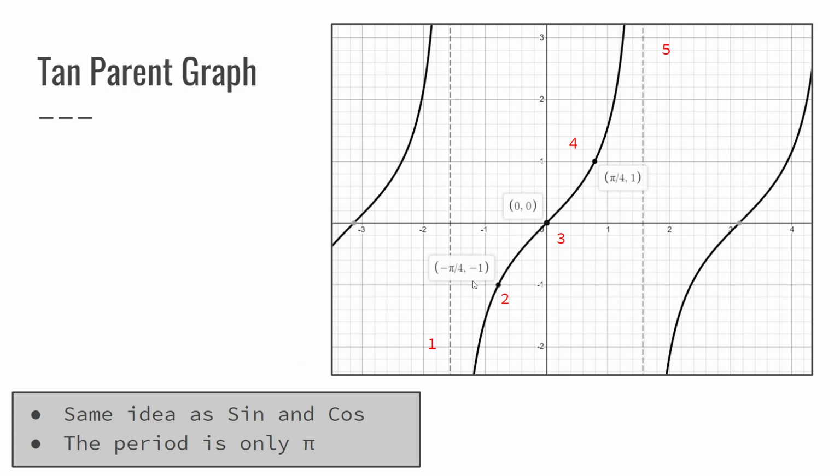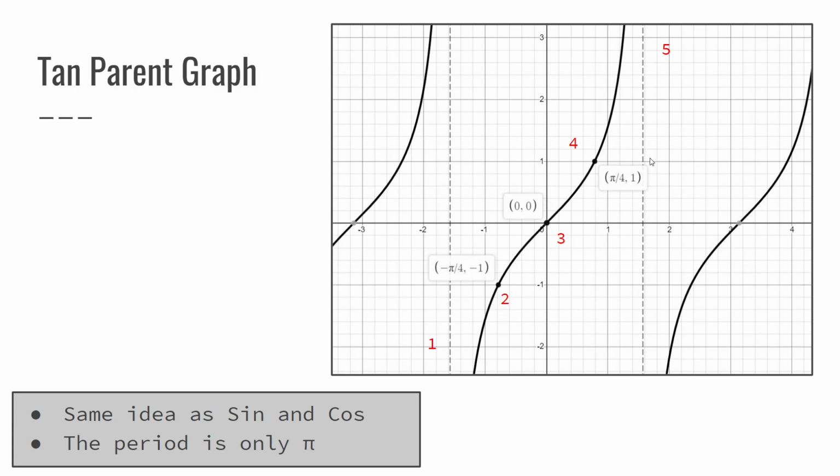So looking at this graph right here, once again we'll have this whole 5-point system where the lowest point is this asymptote at x equals negative pi over 2, and the highest point is an asymptote at x equals pi over 2.